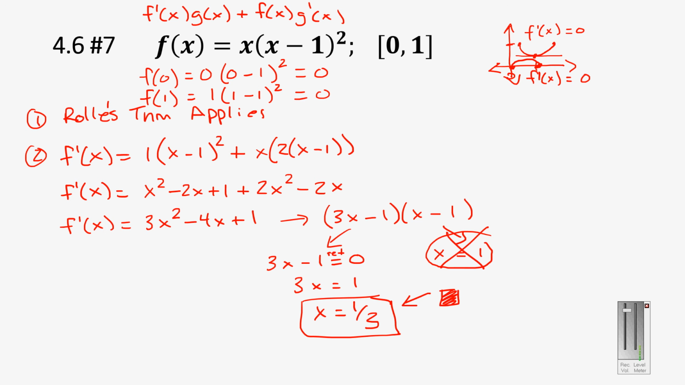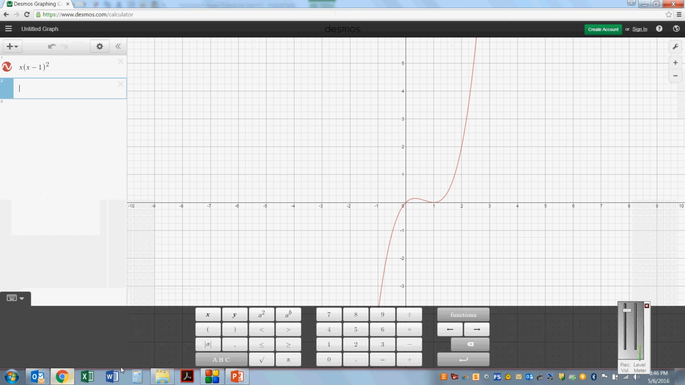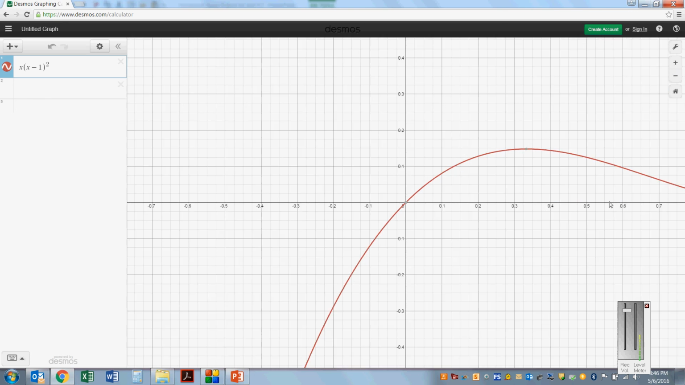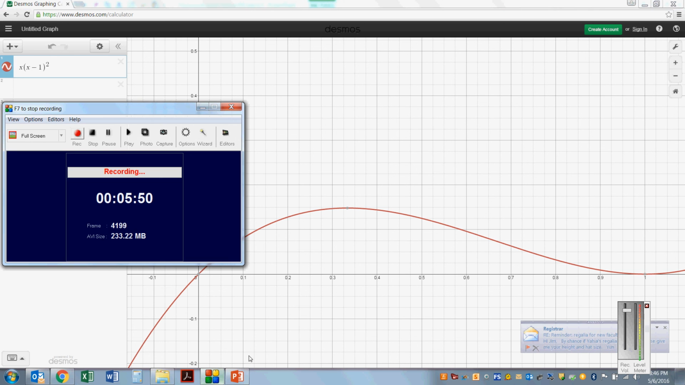And you can always, always, always verify these answers by going into something like Desmos and saying, is this point right here where the 0 is 1/3? Absolutely it is. If I zoom in on this a little bit, I can see that that point where it's 0 is x equals 0.333. So you can see the power of both Rolle's theorem and the derivative.